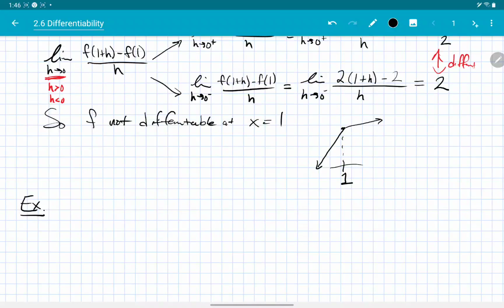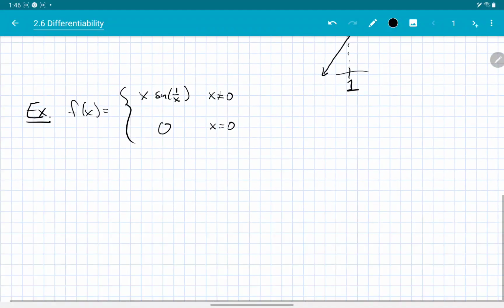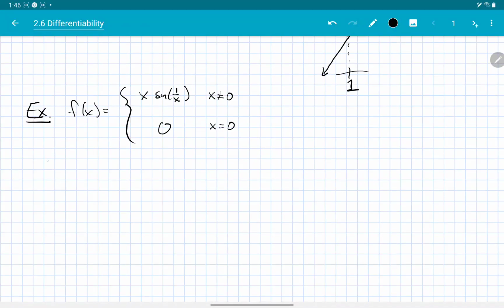Example. Let's look at f of x is equal to x times sine 1 over x when x is not equal to 0, and 0 when x is equal to 0. Okay, we're going to look at differentiability at 0.